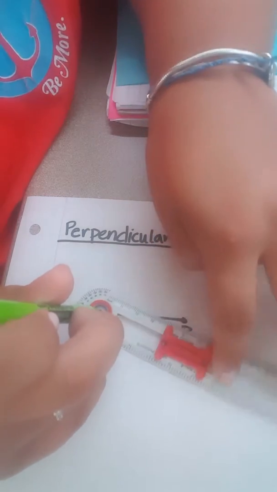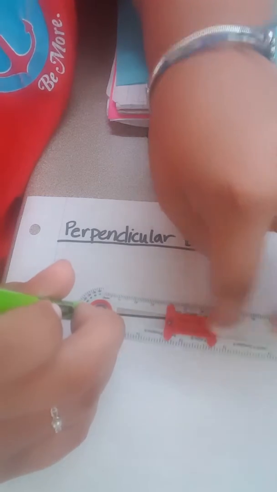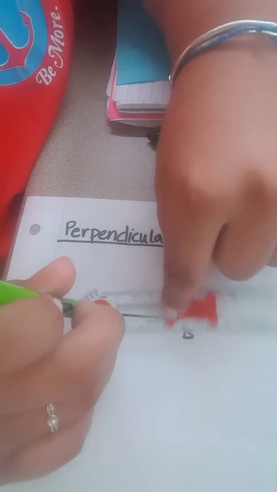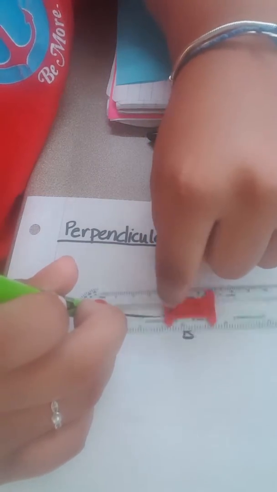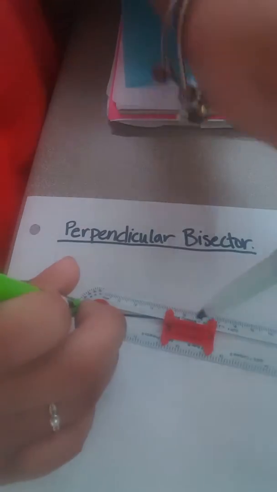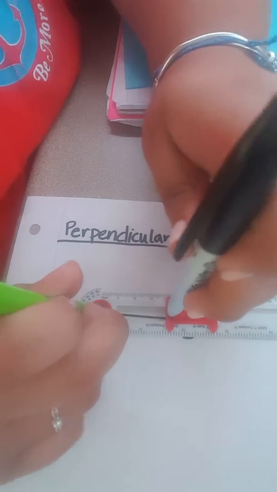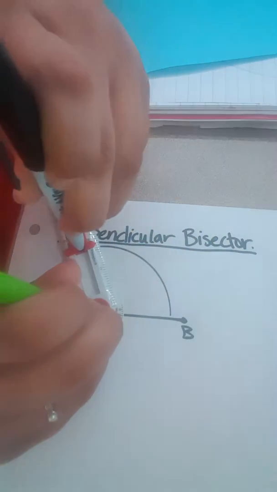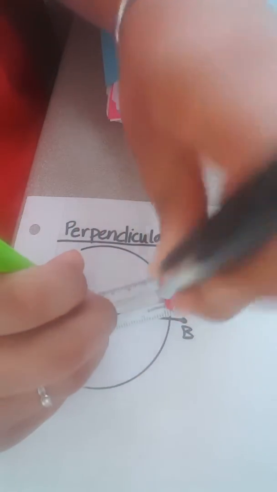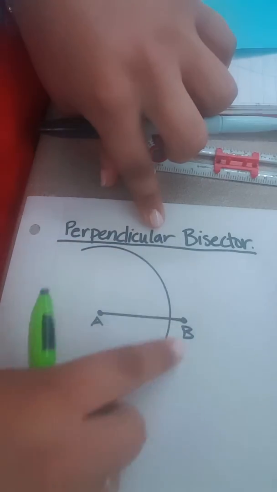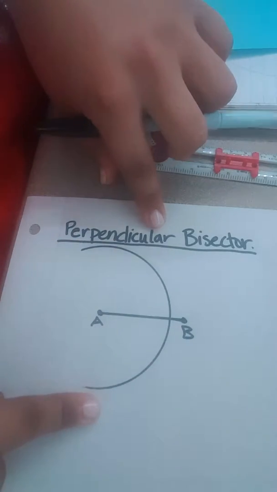Okay, so now I have my red dot where it's past the middle, and I'm just going to take my marker and make an arch. So this is called an arch that we just made.